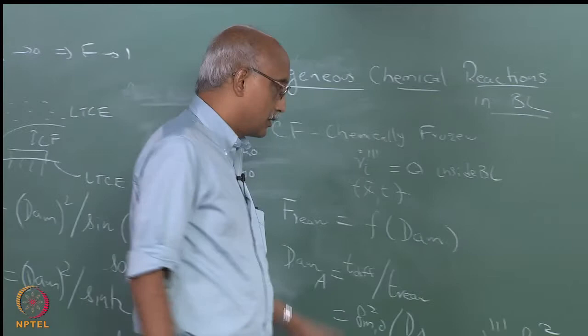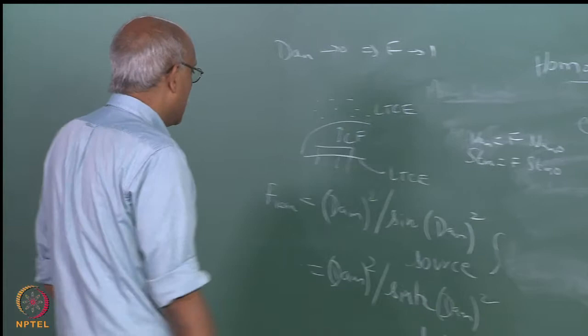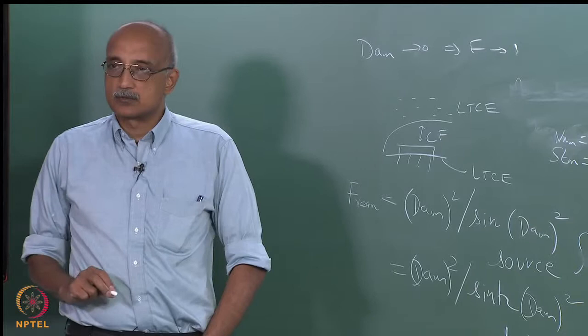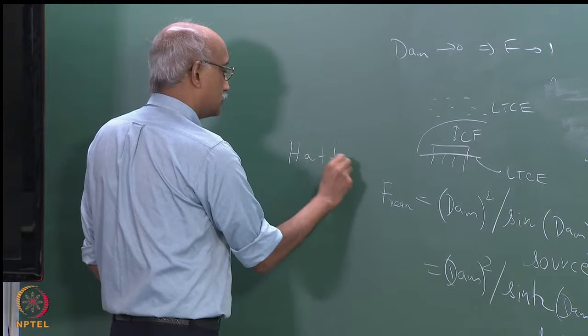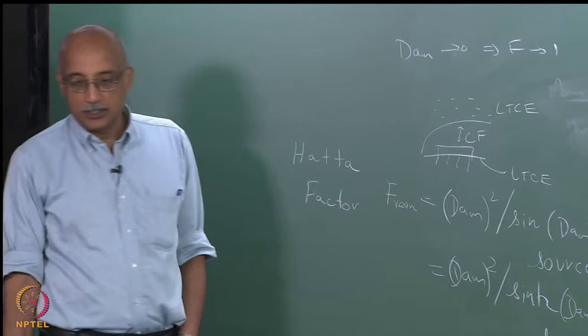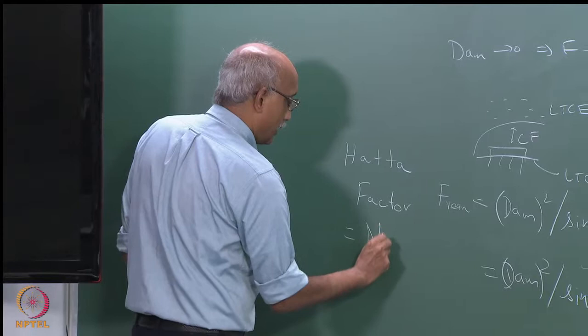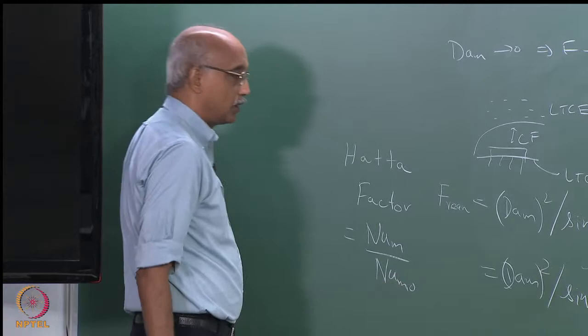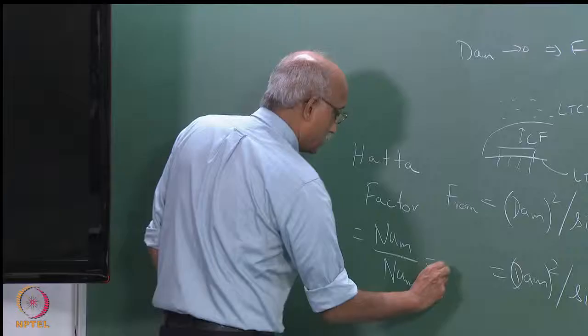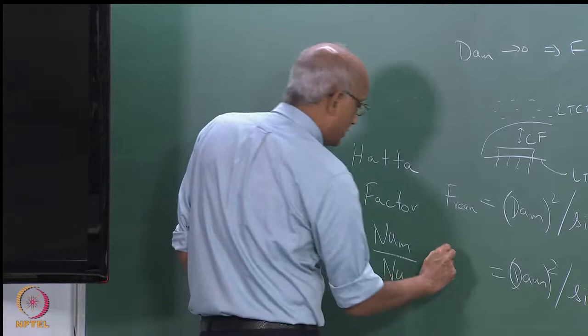Actually, this correction factor F is also known as the Hatta factor. I don't know if you have heard of that term, Hatta. Particularly in chemical reaction engineering literature, people talk about the Hatta number all the time. The definition of the Hatta factor, of course, is that this is equal to Nu_M over Nu_M0, or another way to state this is it's equal to delta M over delta M0.